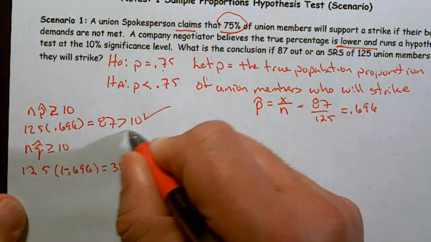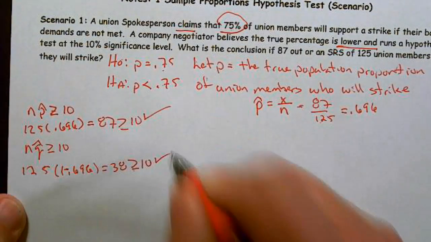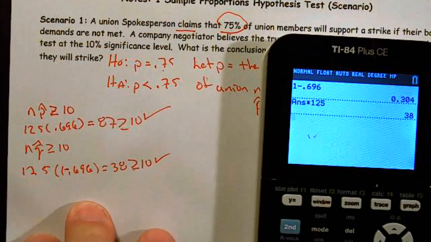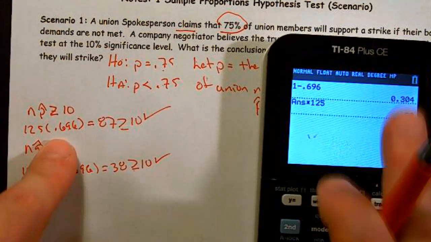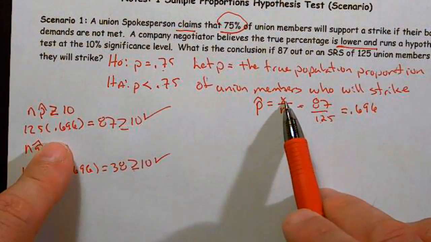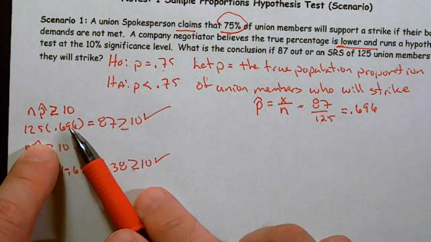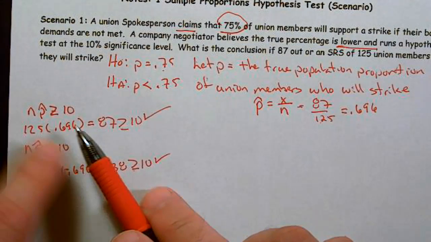And that's also greater than or equal to 10. Second condition met, we can move on. Now, one thing I want to point out to you real quickly is we could have sat there and go, you know what? We have 87, 87 greater than 10, we're good to go. We didn't have to multiply this time. Sometimes you do, sometimes you don't.